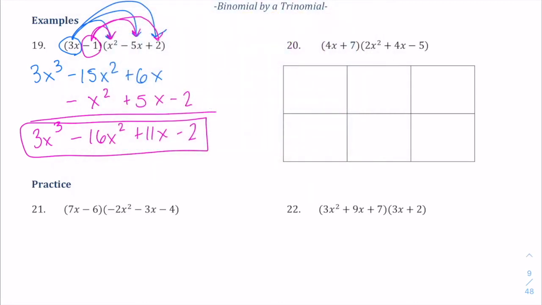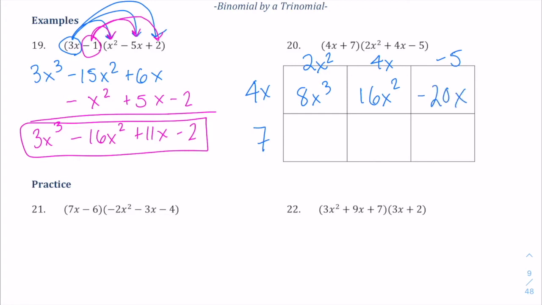Let's go ahead and do a binomial by a trinomial using a box method. So this time it's not going to be 2 by 2, it's going to be a 2 by 3. So I'll label this side as 4x and 7, this side as 2x squared, 4x, and negative 5. So let's just go through each piece. 4x times 2x squared is 8x cubed. 4x times 4x is 16x squared. 4x times negative 5 is negative 20x.